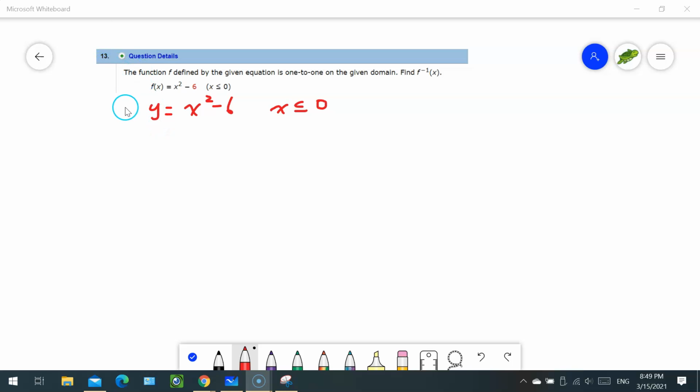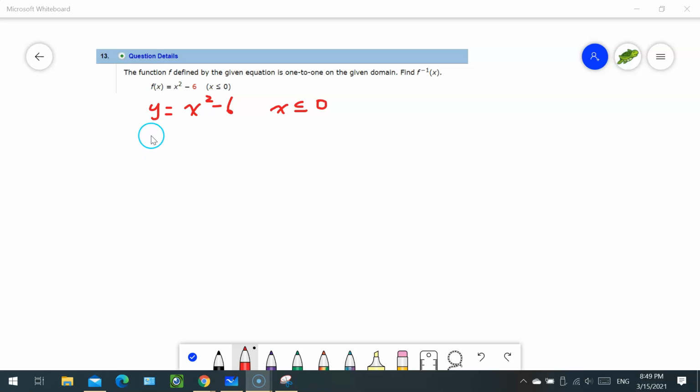Number 13 of your 3.5. So we need to find the inverse of f(x). First step, set f(x) equal to y. So we have y equals x squared minus 6, and here we keep x less than or equal to 0.